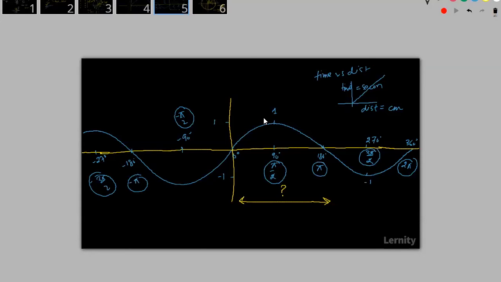Fine. Just draw this curve by yourself also. Once you draw this curve, mark these points: 0, 90, 180, and so on. Either you can write them in pi by 2 or in degrees.